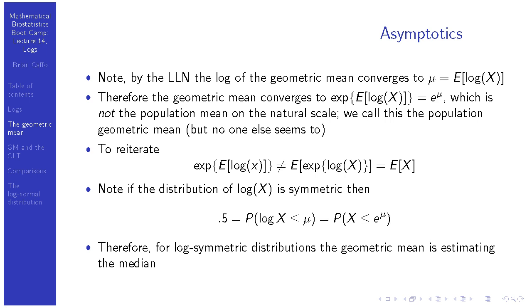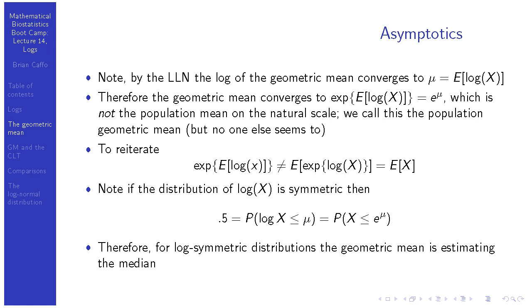So therefore, the log geometric mean converges to expected value of log x, where x is a draw from the original population on the natural unit scale, not on the log scale. Therefore, if you want to know what the geometric mean converges to, the geometric mean is the exponential of the log of the geometric mean, of course, because e to the log x is x.